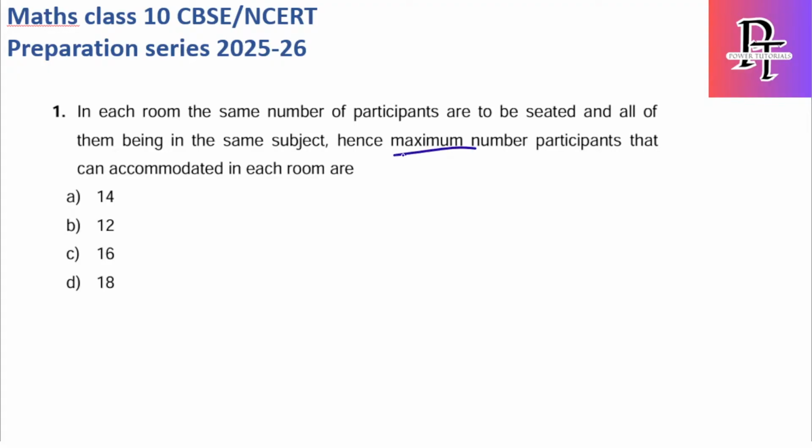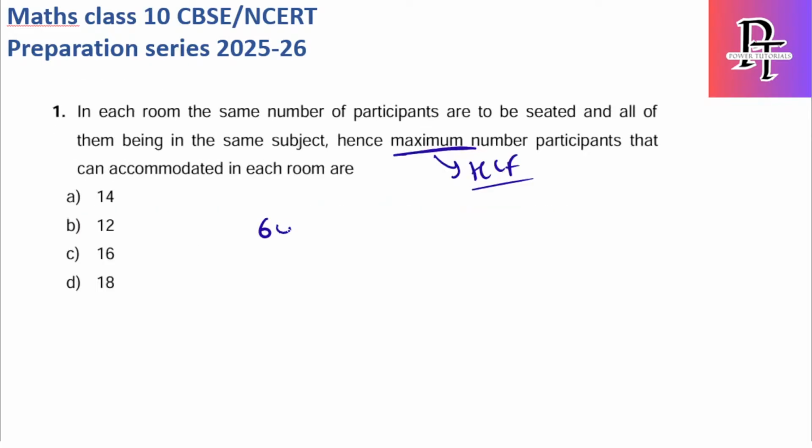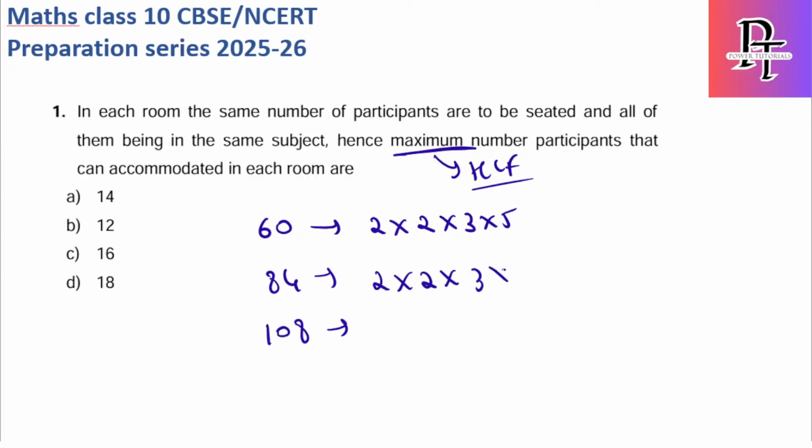So simply, I told you, whenever you see maximum, simply remember it should be HCF. So you need to find HCF of not 2 but 3 numbers, which are 60, 84 and 108. So let's write in terms of prime factors. For 60, it is 2 into 30, 30 is again 2 into 15, 15 is 3 into 5. What about 84? 2 into 42, 42 is 2 into 21, 21 is 3 into 7. Same way 108, 2 into 54, 54 is 2 into 27, 27 is 3 into 3 into 3.